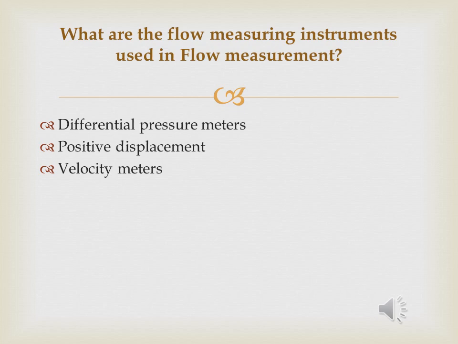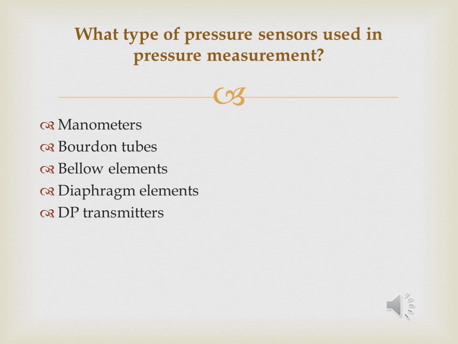What are the flow measuring instruments used in flow measurement? Differential pressure meters, positive displacement meters, velocity meters. What type of pressure sensors are used in pressure measurement? Manometers, Bourdon tubes, bellow elements, diaphragm elements, DP transmitters.